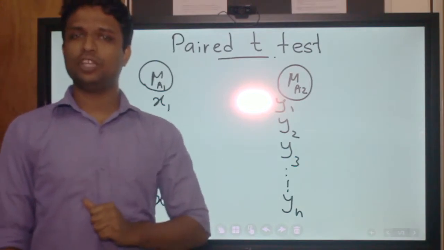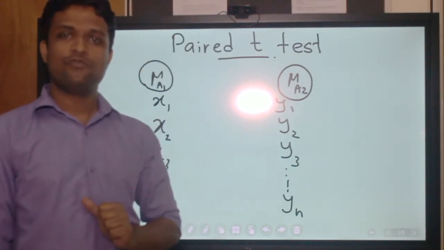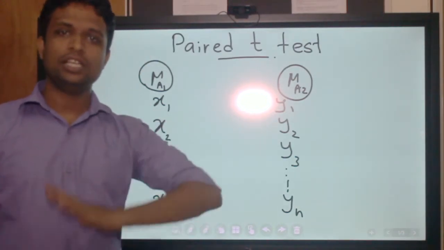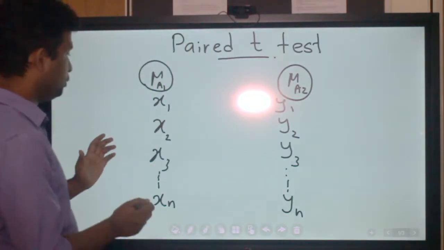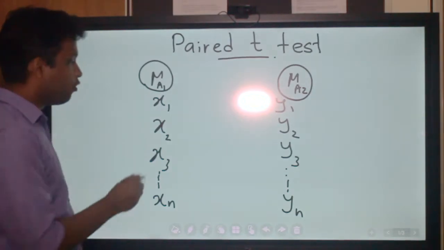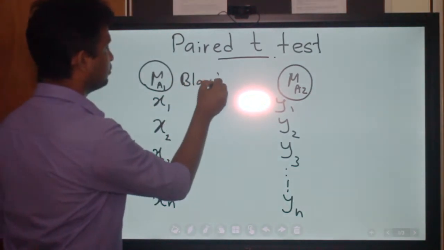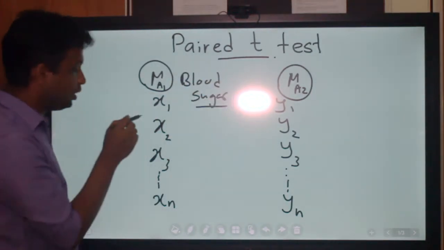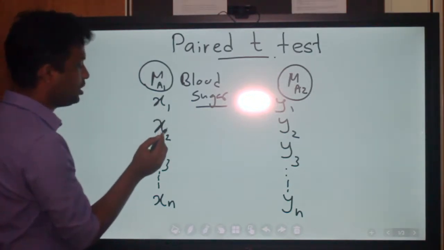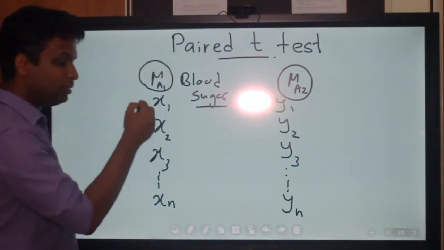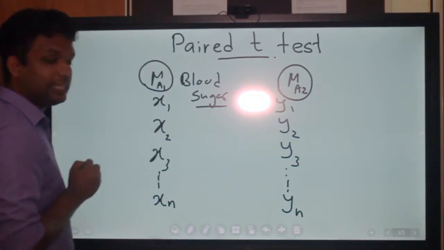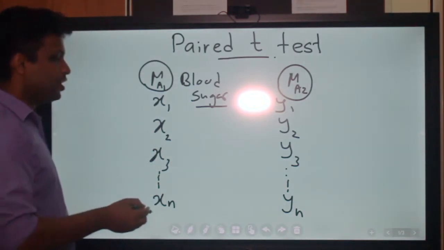I told you in paired sample case, we have same sample in two occasions or in two time points. Now, we have series of values of blood sugar. The first individual whose blood sugar value is x1, second individual blood sugar value is x2, third individual blood sugar value is x3, so like that xn. And we gave a drug.